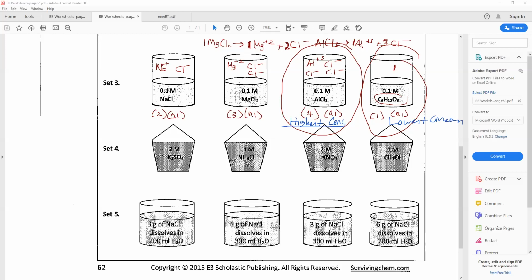Highest concentration, what does that mean? Lowest freezing point, highest boiling point. So lowest freezing point, highest boiling point, and then this one is going to be the reverse of this one. So it's not going to have the highest boiling point, but it's going to have the lowest boiling point and the highest freezing point.